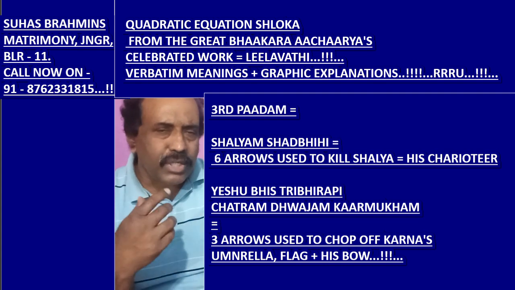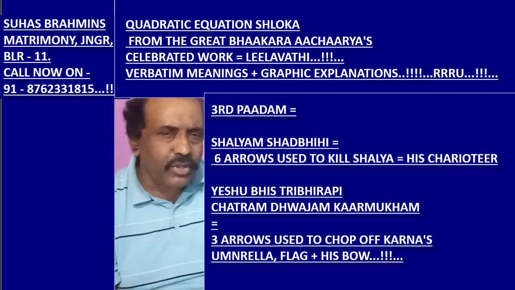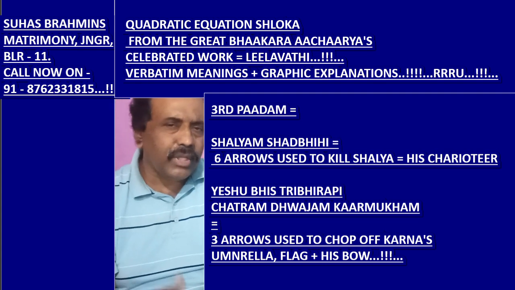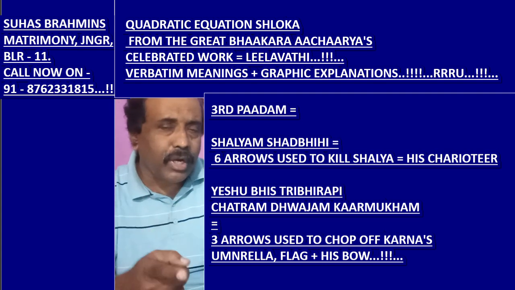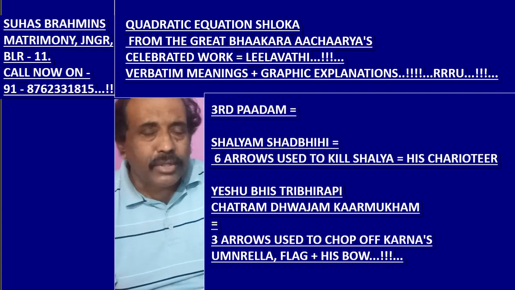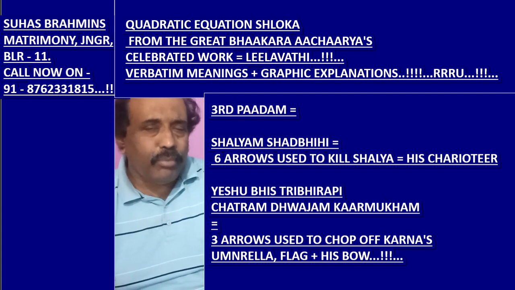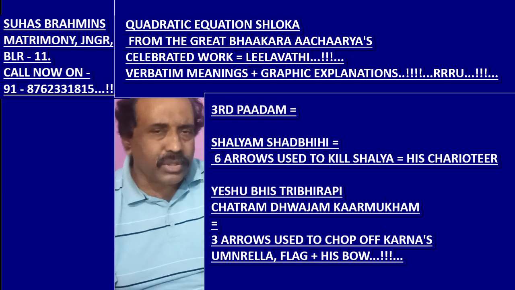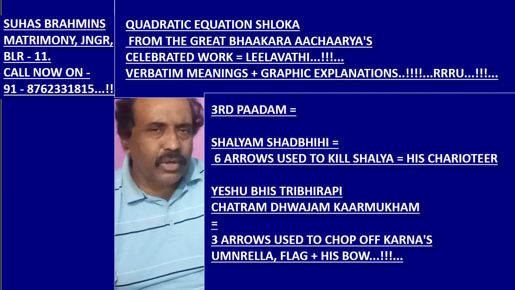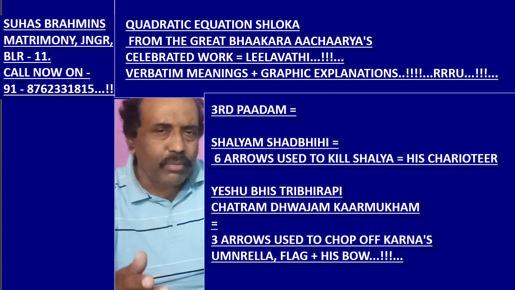Shiva Dhanus was lifted by Lord Sri Rama, which nobody else could achieve. Not only that, he broke it. Tryambaka Karmuka Bhanjaka Rama. Karmuka means bow, Dhanus in Sanskrit or billu in Kannada. So here: Chhatram, Dhvajam, Karmukham.